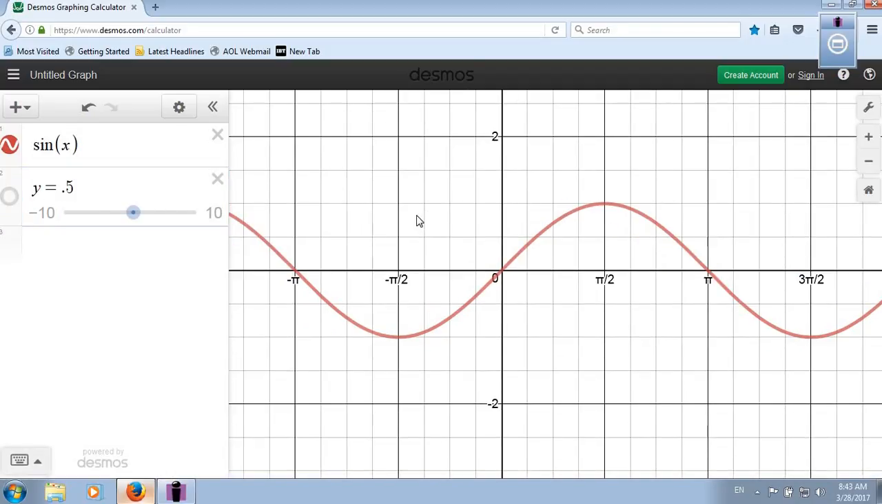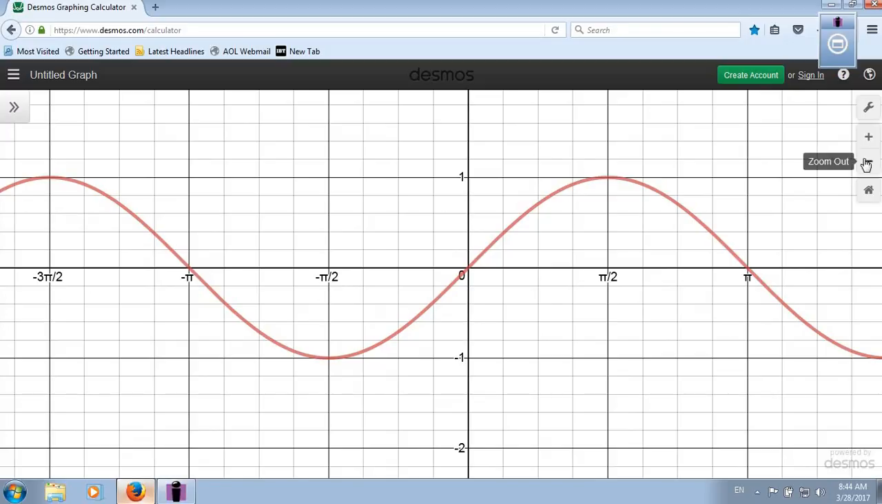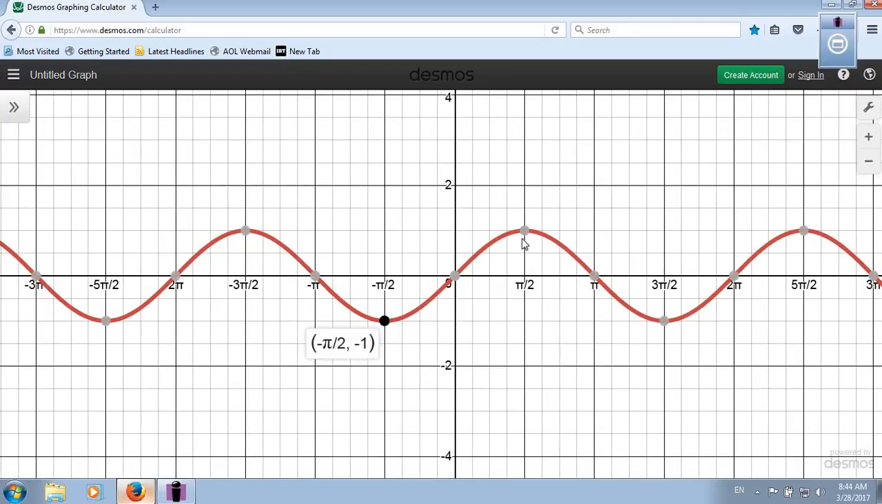Now what we have to do is, the mathematicians decided that we are going to limit the domain of the piece of arc that we are going to use for sine from negative pi over 2 to positive pi over 2. Now why do we have to do that?